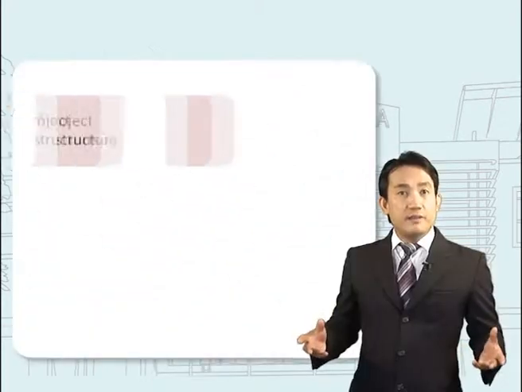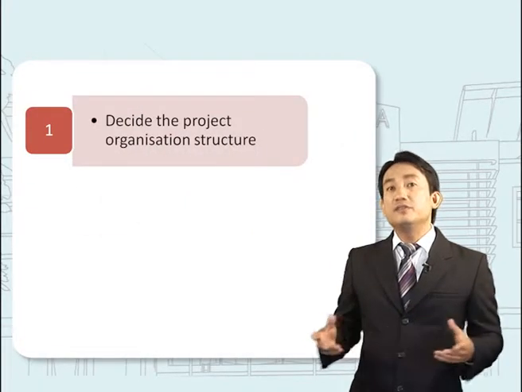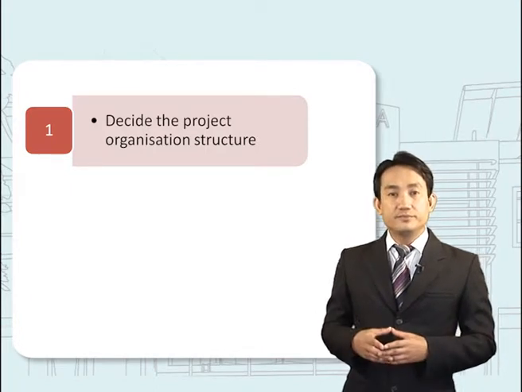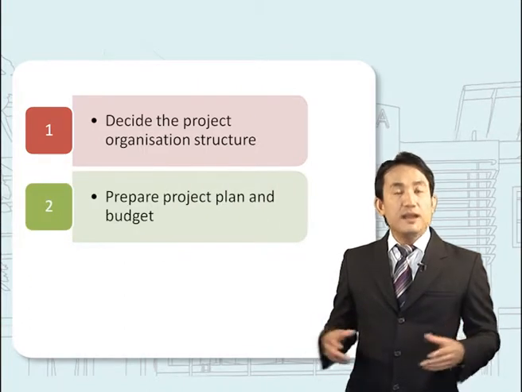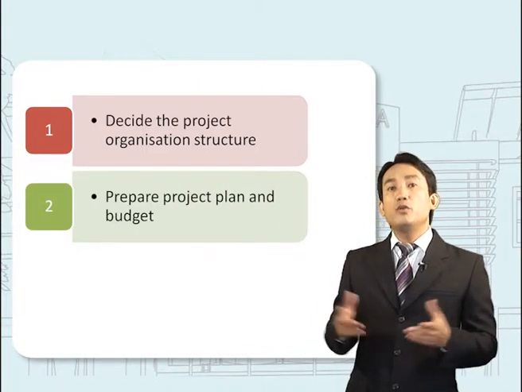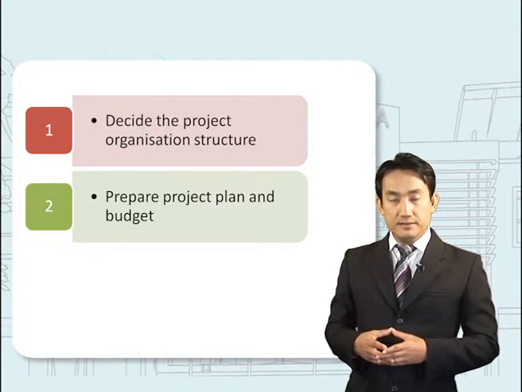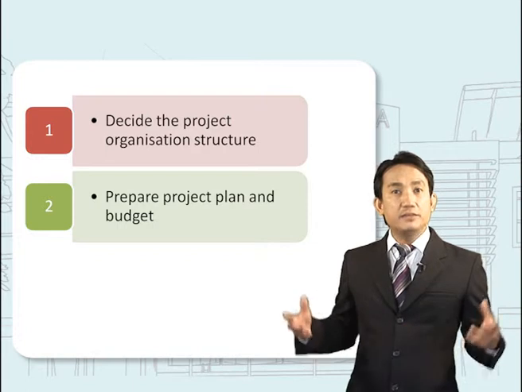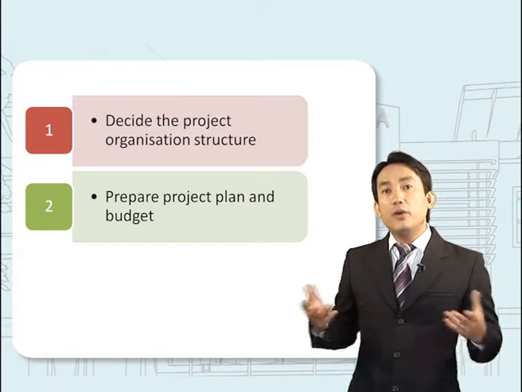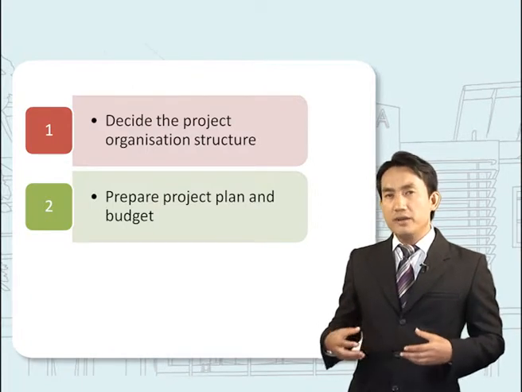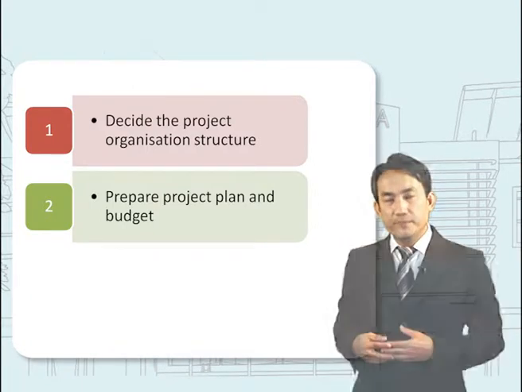Before we complete the planning process, there are three more things that you have to do. Decide the project organization structure. This is where you need to identify people who will be involved in the project. Project plan and budget. As the project manager, you are responsible to prepare a detailed project plan and budget. This enables the project team members to be aware of the activities that are required for the project and how much the project costs to be spent.